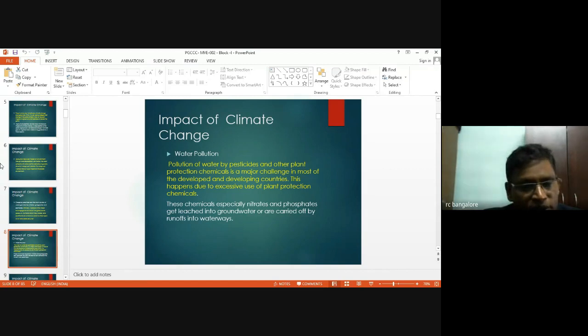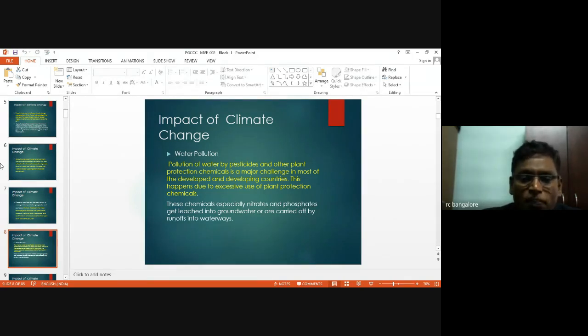See, in this unit, this topic, we are focusing on the impact of climate change due to agricultural based activities. So the agricultural activities we are doing contribute to water pollution. How does it contribute to water pollution? Because of the fertilizer we are applying and the chemicals we are applying in the form of pesticides to protect the crop, that contribute to the water pollution.